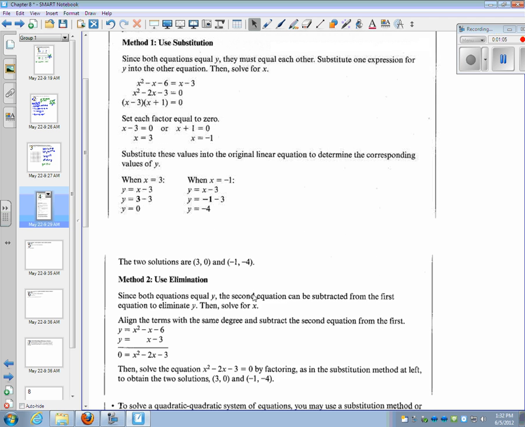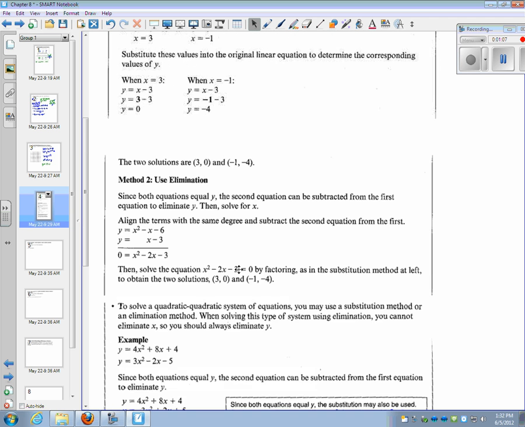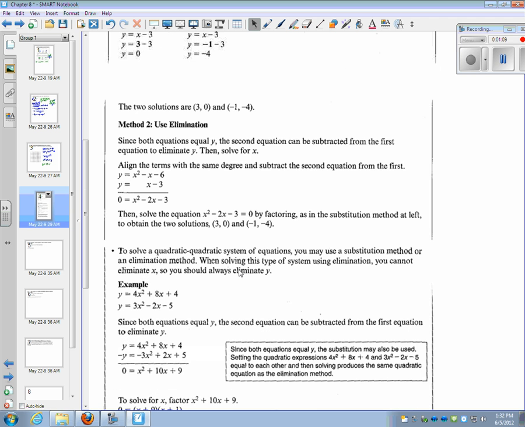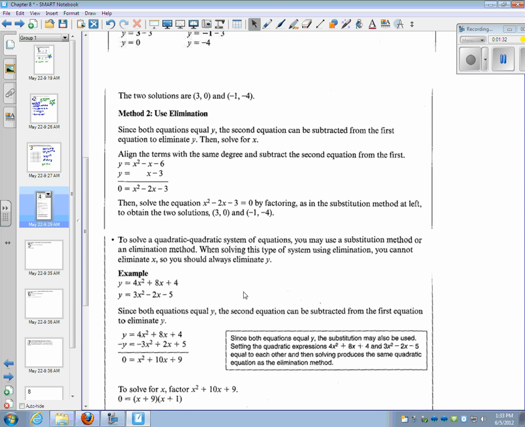And then elimination. Elimination is a little different than what you might be used to. Not any more difficult. You'll find that you like one or the other, and you'll be able to recognize which one's easier to do. Since both equations are equal to y, the second equation can be subtracted from the first one to eliminate y. Then we solve for x. So we eliminate, we factor, and we solve.